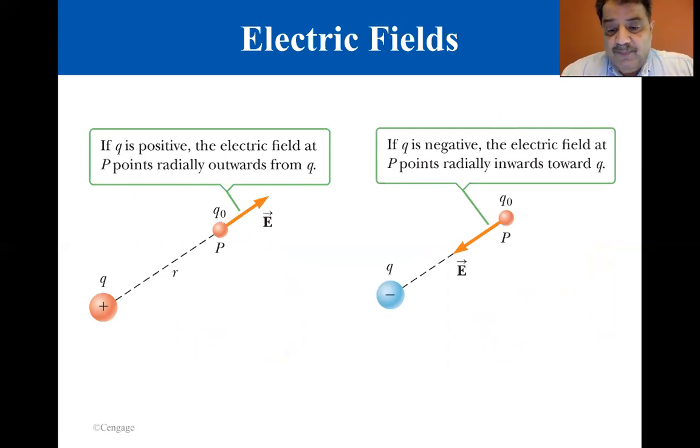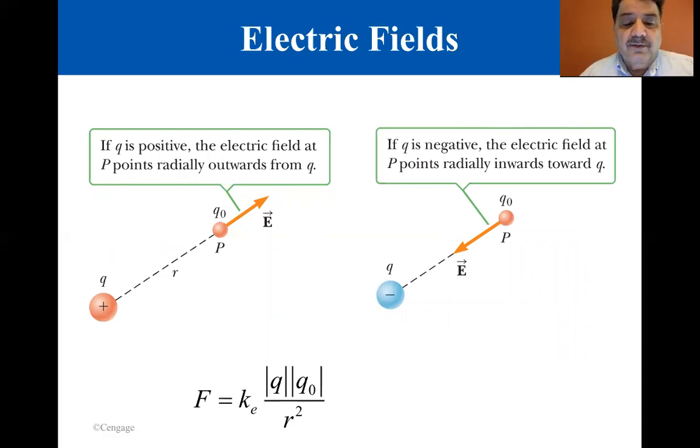We say that an electric field exists at a point if a test charge at that point is subject to an electric force. Let's consider a point charge Q located at a distance r from a test charge Q sub 0. According to Coulomb's law, the magnitude of the electric force of the charge Q on the test charge is given by the equation here: F equals k sub e, Q Q sub 0 divided by r squared.